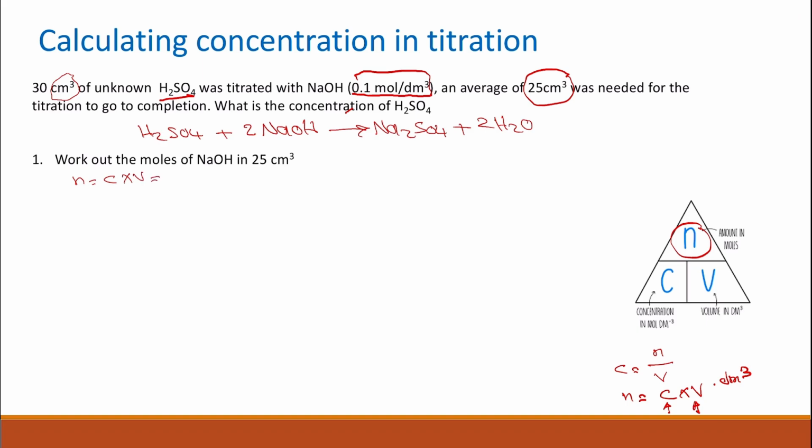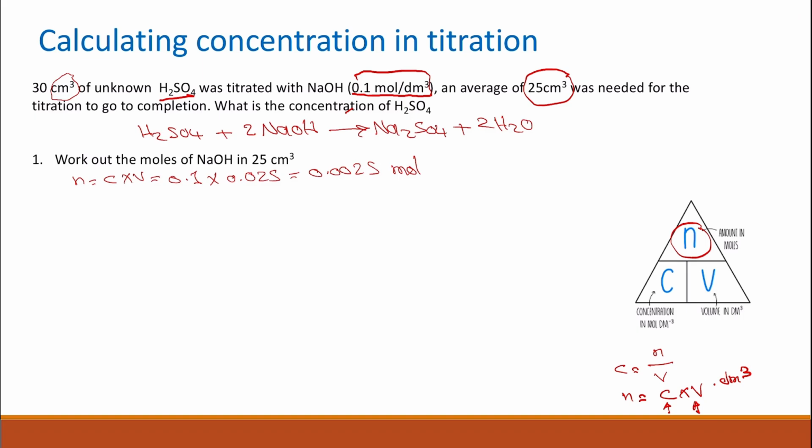So it's 0.1, which is the concentration, times the volume, which is 25 centimeter cubed. We need to change that into decimeter cubed by dividing by 1,000, so 0.025. And then the number of moles is 0.0025 moles. So the 25 centimeter cubed of sodium hydroxide contains 0.0025 moles.